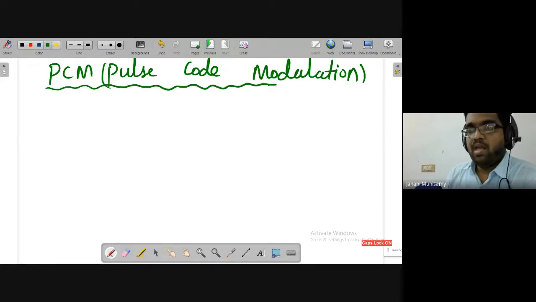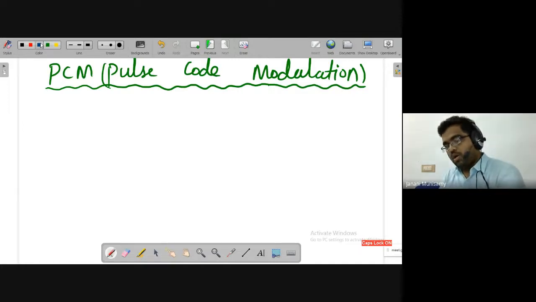In this name PCM, they have given pulse code modulation. In general, modulation means we have to transmit particular information to a longer distance. But here in case of PCM, we will not be sending our signal to a longer distance.